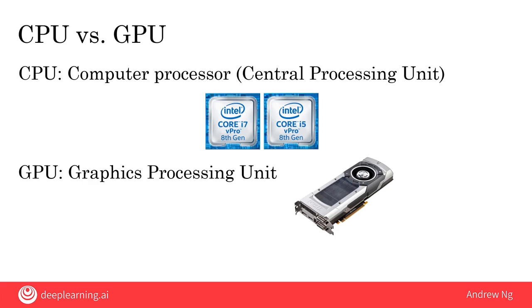GPU stands for Graphics Processing Unit. Historically, the GPU was made to process pictures. So if you play a video game, it's probably a GPU that is drawing the fancy graphics. But what we found several years ago was that the hardware that was originally built for processing graphics turns out to be very, very powerful for building very large neural networks or very large deep learning algorithms.